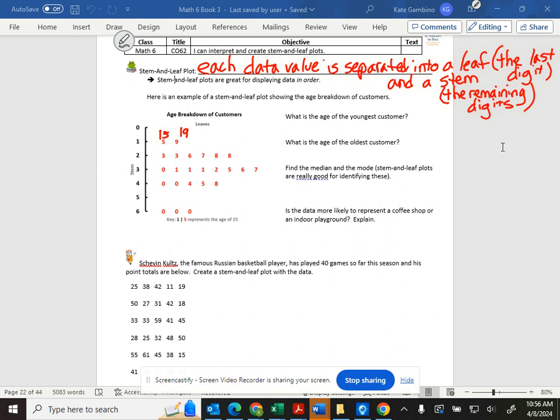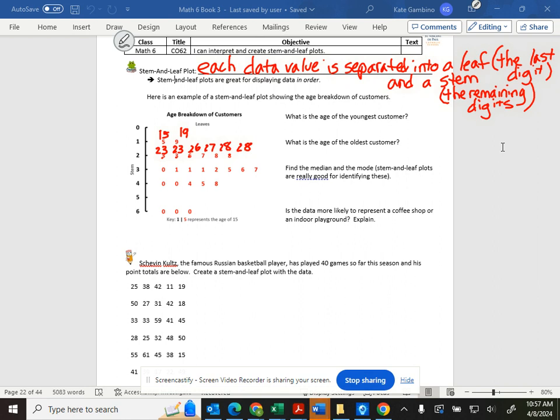So going with the same logic, what is this 3? What age does that stand for? Very good. We put our stem of the 2 in front, and that's actually a 23. What is this next 3? Another 23. What is the 6? 26. What is the 7? What is the 8? And what is the last 6? It says 8. Oh, shoot, I read it.